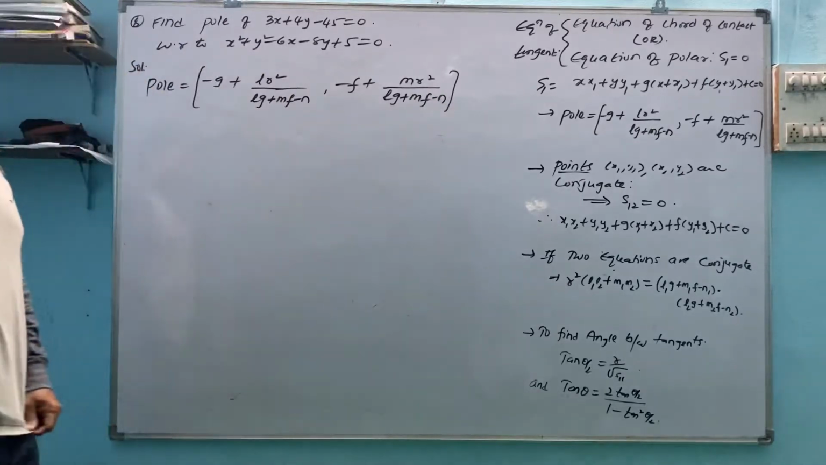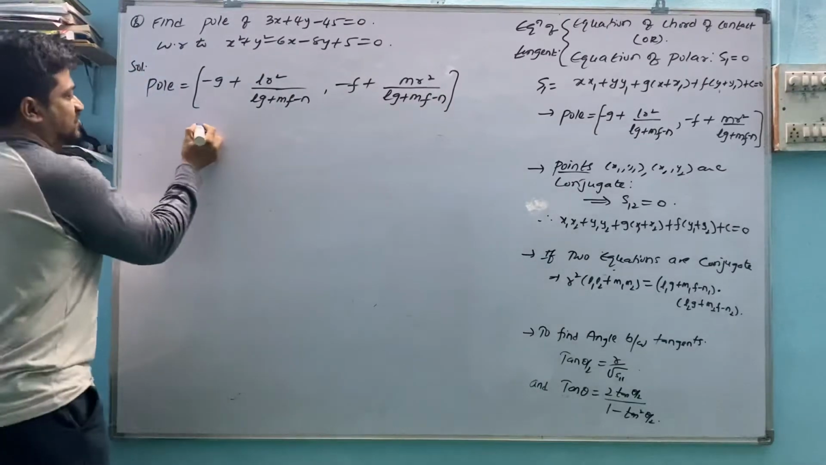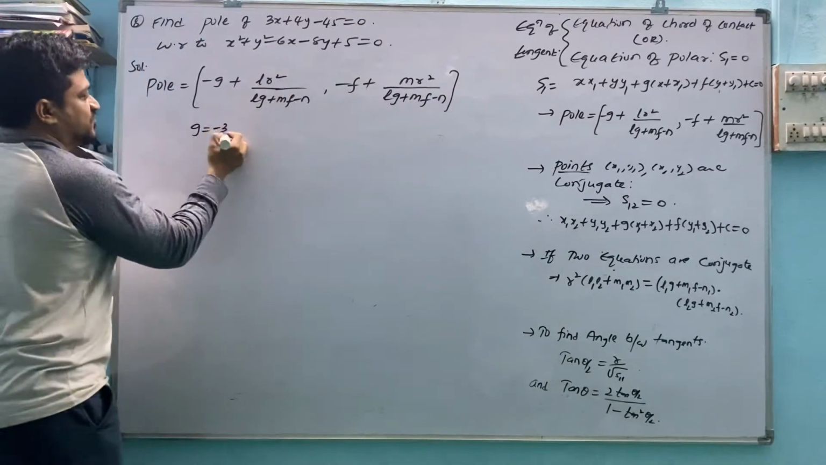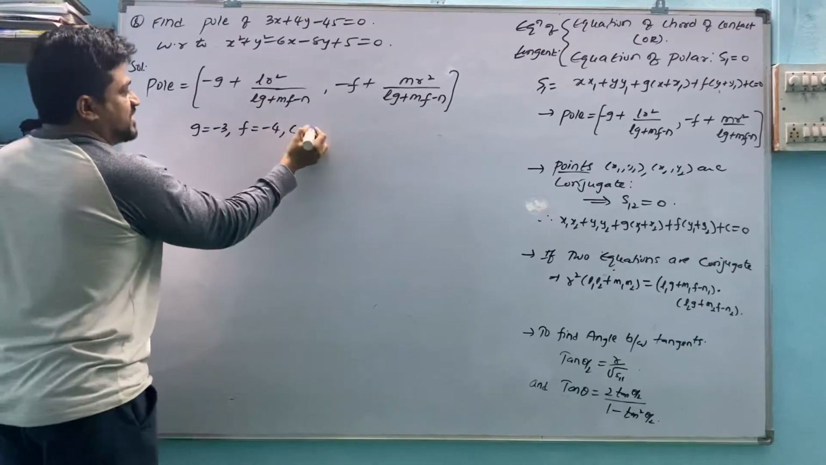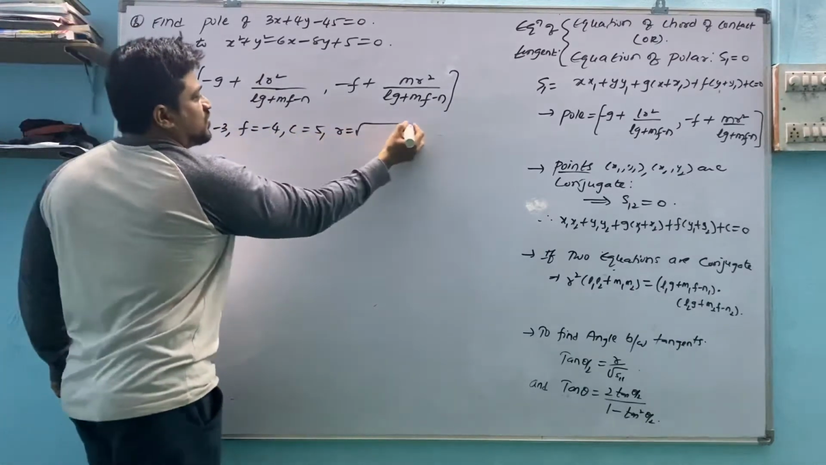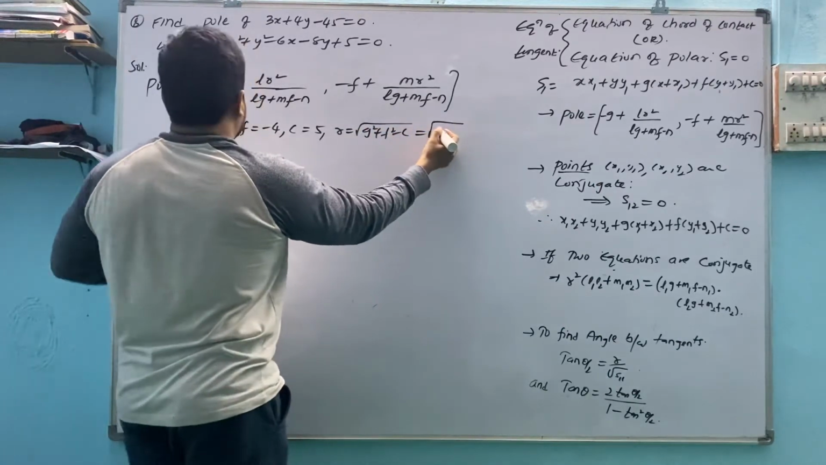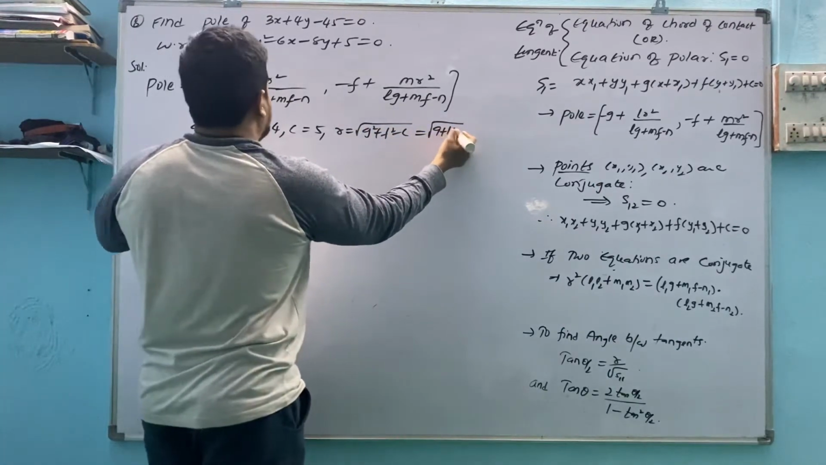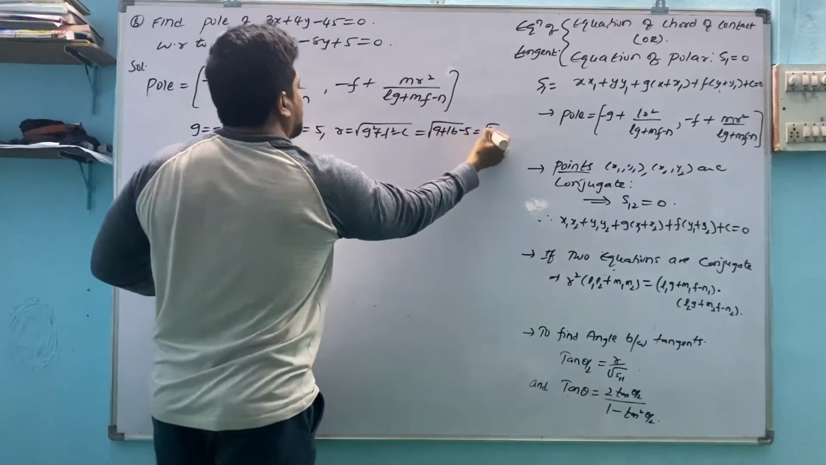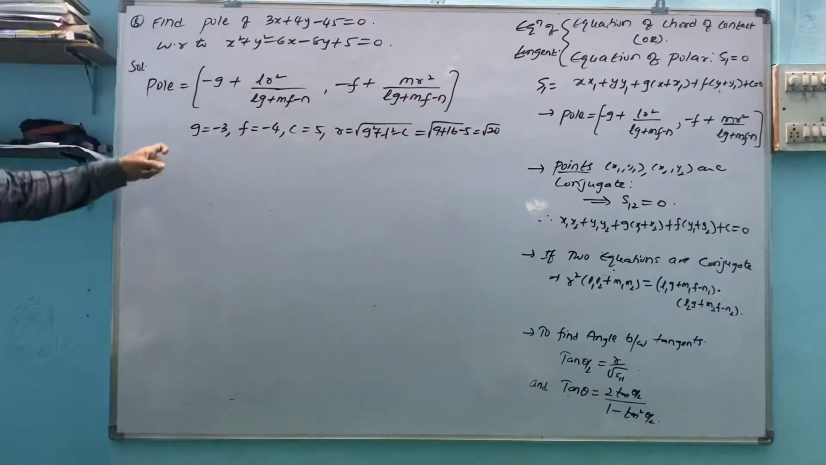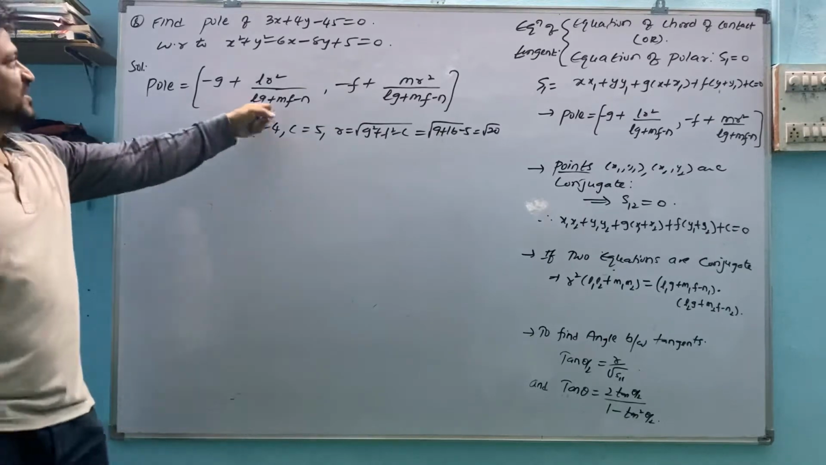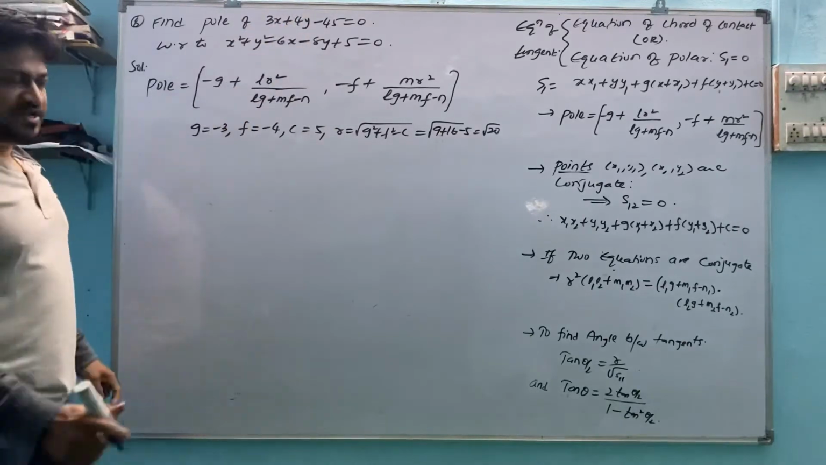Now, what is G and F? You know the values of G and F. G is equals to half of coefficient of x, f is half of coefficient of y, c is 5, r is equals to root over g square plus f square minus c, that is g square 9 plus 16 minus 5, so root 20. We got g, f, c, r value. Then we have element values also. Element values you have to consider from line equation.